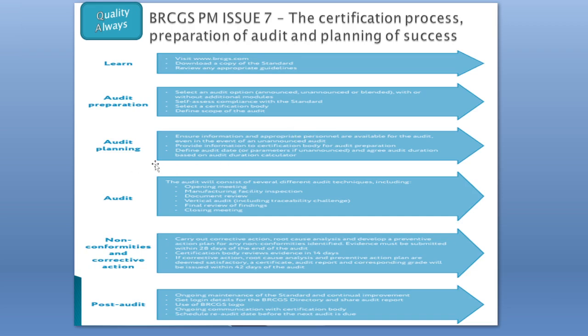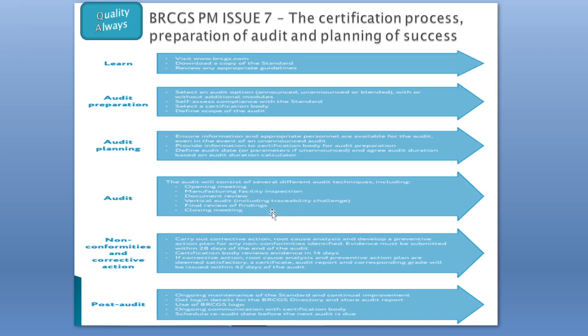The third step is the audit planning. Ensure the information and appropriate personnel are available for the audit, even in the case of an unannounced audit, and provide the information to the certification body for audit preparation, define the audit date and agree an audit duration based on the audit duration calculator. Now on the day of the audit: opening meeting, manufacturing site facility inspection and document review, vertical audit including traceability and all, and final review of the findings and closing meeting.